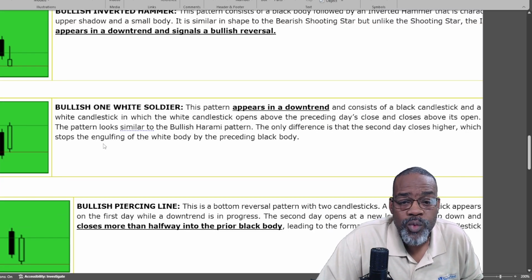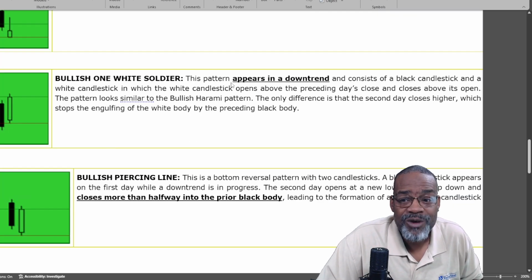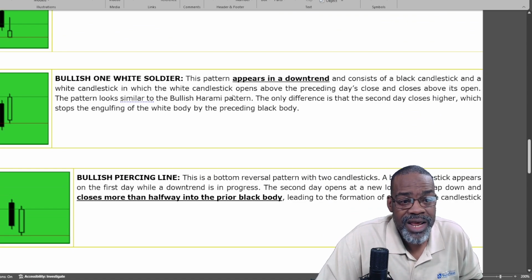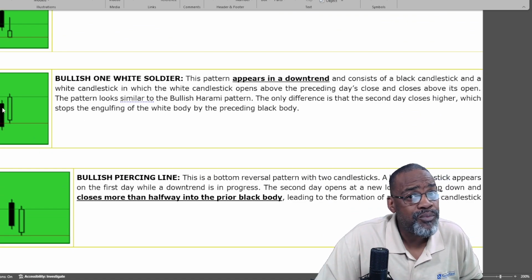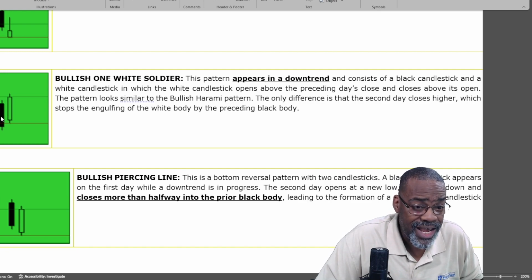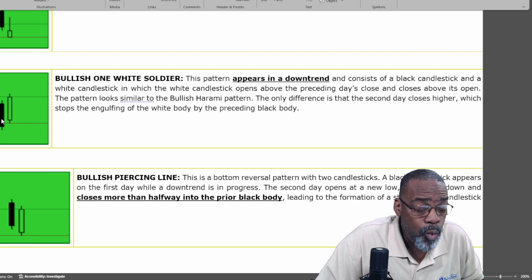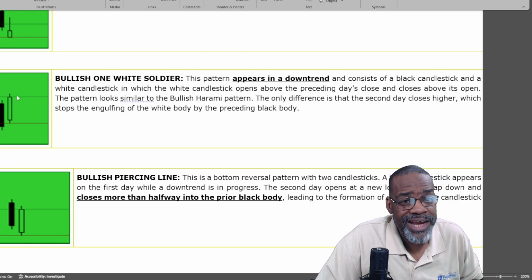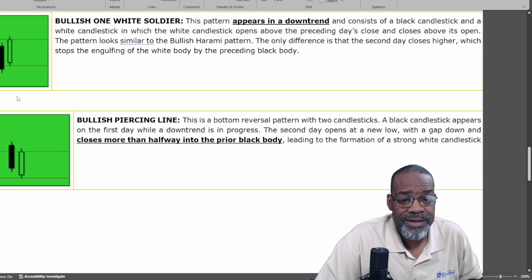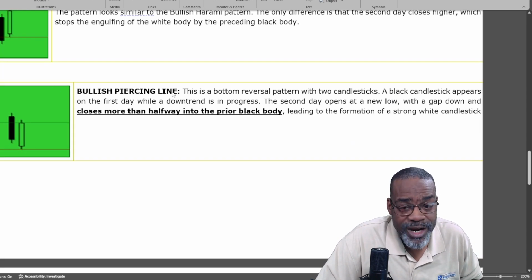All right, one white soldier is a pattern that appears in a downtrend, and it pierces or goes outside of the prior candle. This is a red candle or a bearish candle. This is an open or a bullish candle. One white soldier overtakes that candle and is a bullish kind of scenario. All right, let's go to a bullish piercing line.